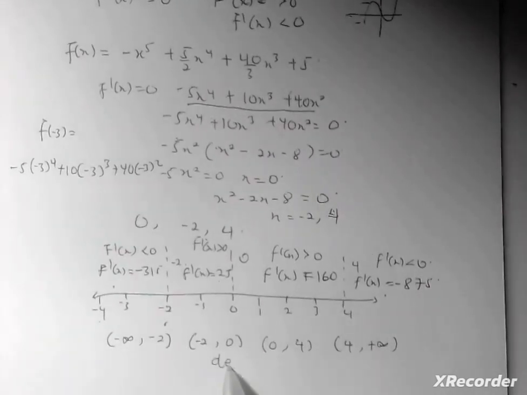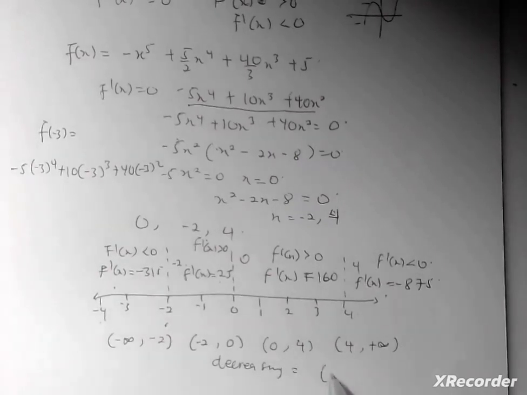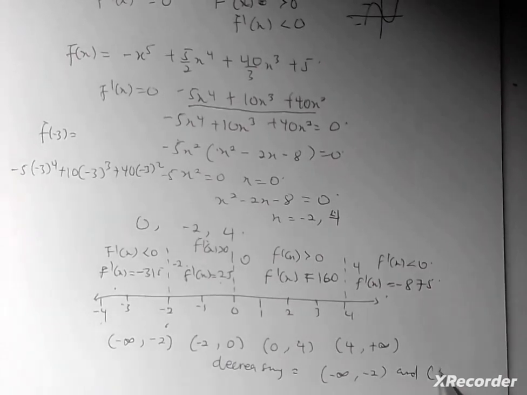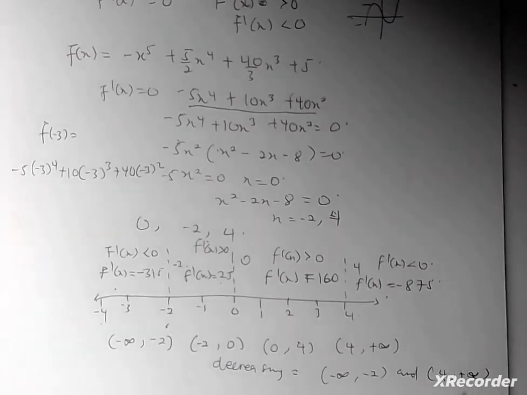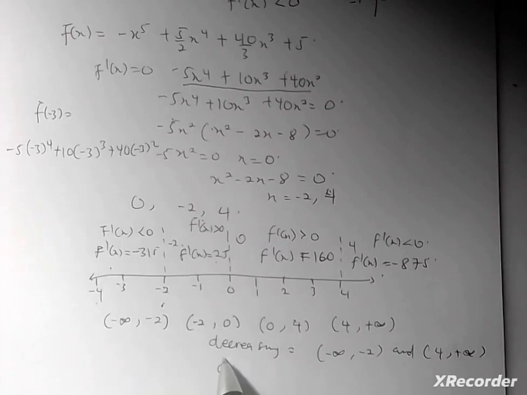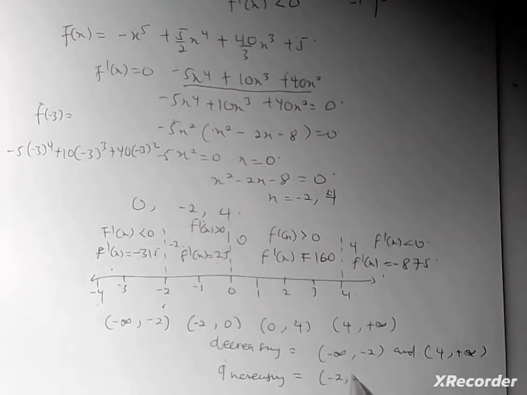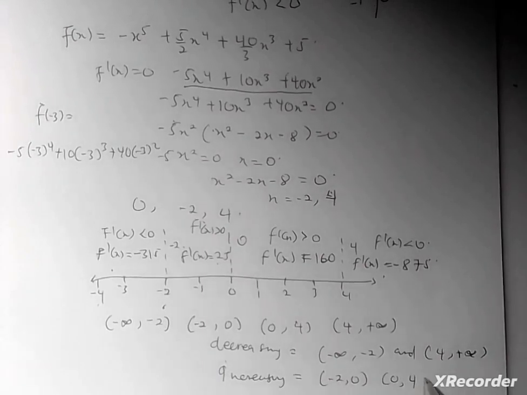Then from 4 to positive infinity is decreasing. So we write decreasing is equal to negative infinity to negative 2, and 4 to positive infinity. Then my increasing is simply equal to negative 2 to 4.